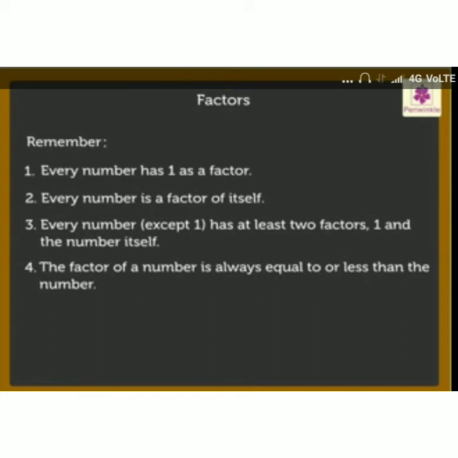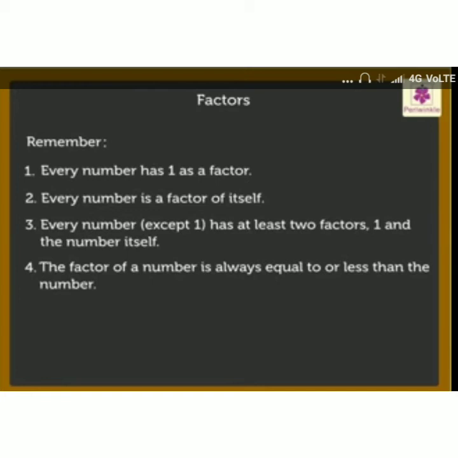Third point, every number has at least 2 factors: 1 and the number itself. 3, 7, 11, 13. These all have at least 2 factors, because we cannot divide these numbers by any other number. So each has a minimum of 2 factors. The fourth one is that a factor of a number is always equal to or less than the number. For example, I want to find the factors of 4. 1 and 4 are always factors. Any other number? 2 twos are 4. So 1, 4, 2 are all the factors of 4. How many do I have? 3 factors. So a factor is always less than or equal to the given number, definitely not more than the number. That is the fourth point.